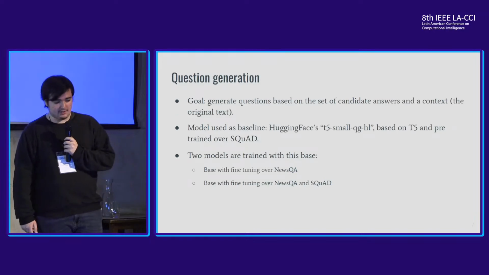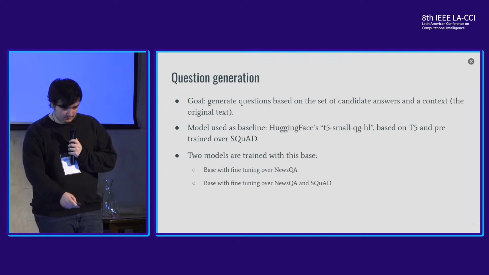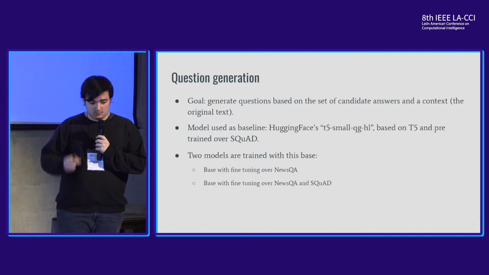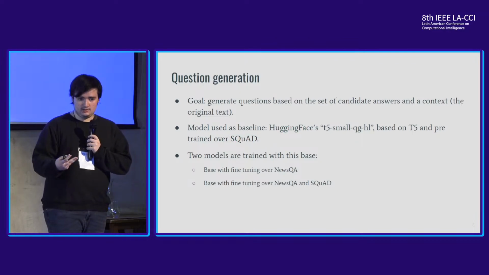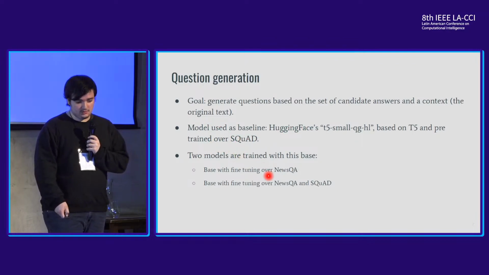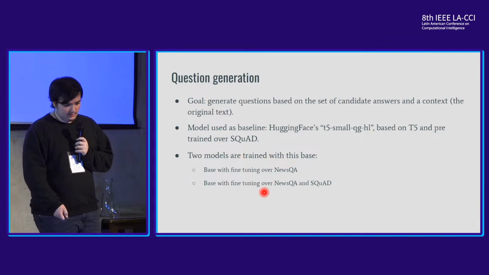Then, in the question generation phase, our goal is to generate questions based on our set of answers previously selected from the input text. We use a model as baseline. It's available in Hugging Face. It's a model already pre-trained over SQuAD, and we fine-tune that model over NewsQA, which is another QA dataset, and another model fine-tuned over NewsQA and also SQuAD.